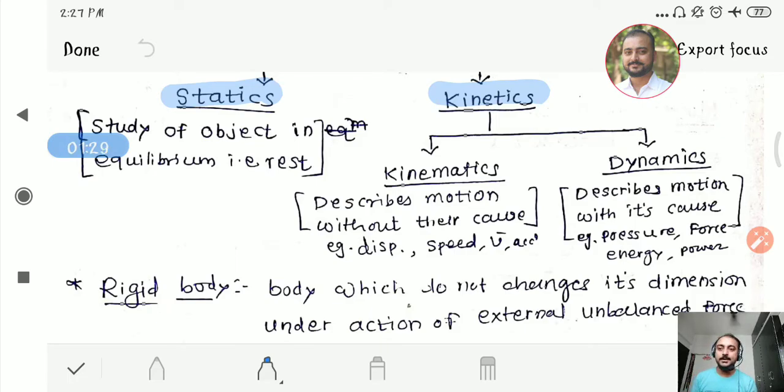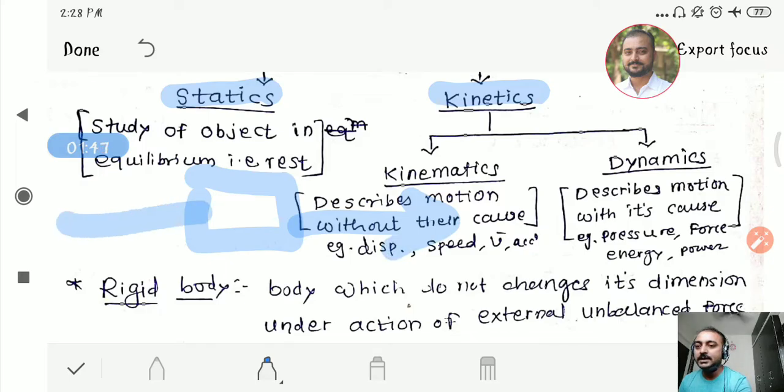What do you mean by equilibrium? If the forces acting on the object are equal and opposite, they cancel each other. Suppose this is the object and a number of forces are acting on it. Let these two forces be acting on the object. If these forces are equal and opposite, the resultant force acting on that body is equal to 0, then the body is said to be in equilibrium or at rest. And the study of such an object is held under the branch called statics.